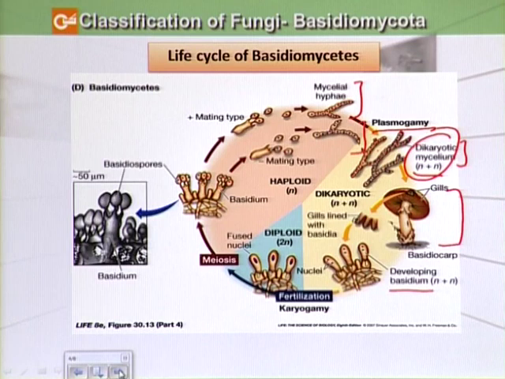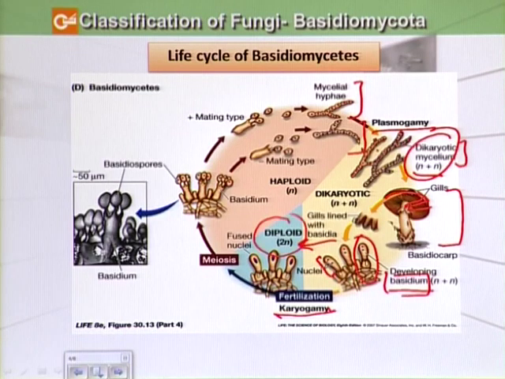We can see here this is a mushroom fruiting body, and inside this cap we can see there are gills, and these gills consist of the basidium, and these basidia are in the n plus n condition, or dikaryotic condition. Then when these two nuclei fuse, karyogamy occurs, and the 2n or diploid number is achieved. After this, meiosis occurs, and as a result of meiosis 4 spores result, and on favorable conditions they form mycelial hyphae.